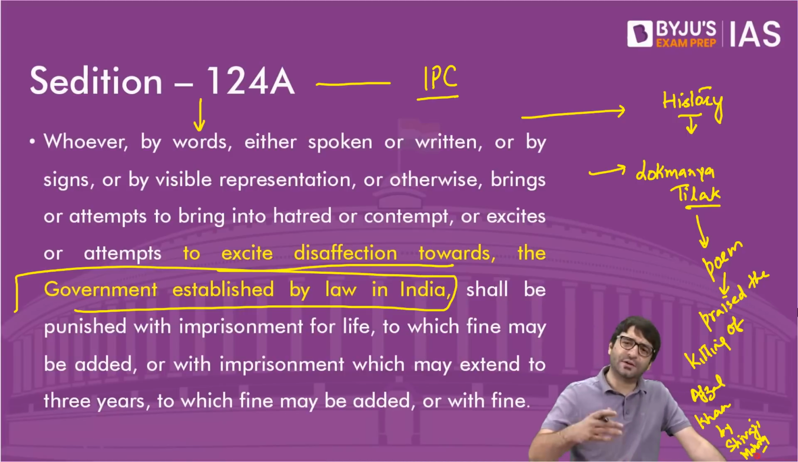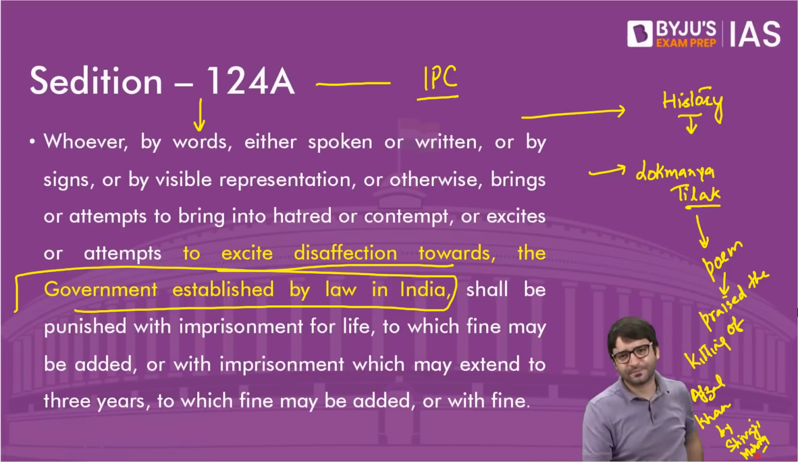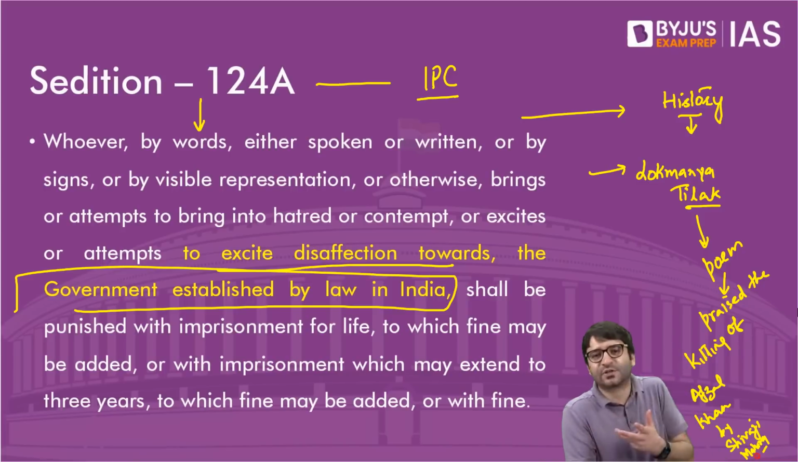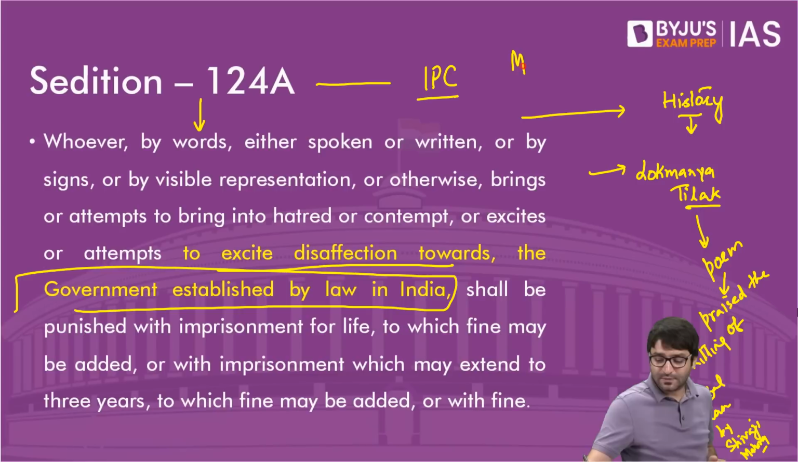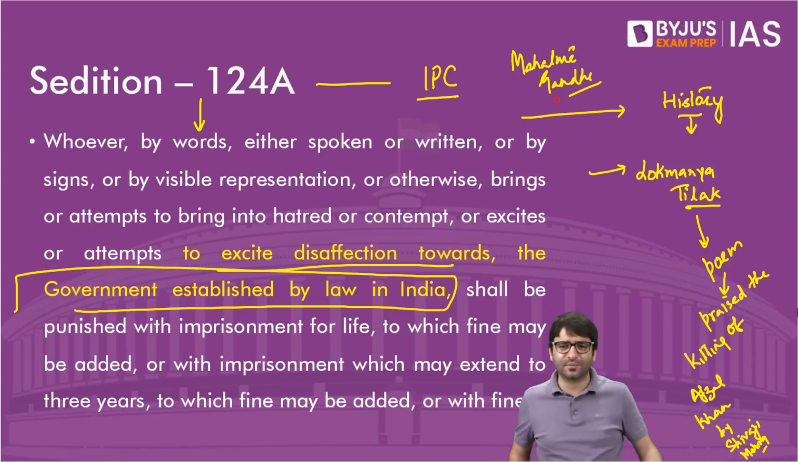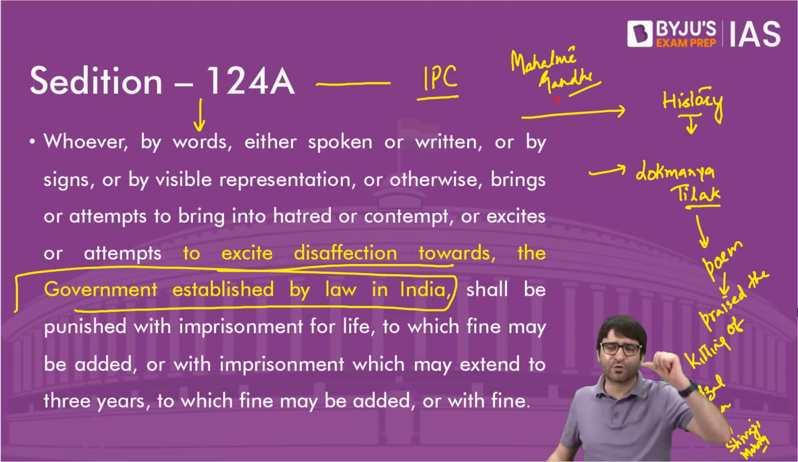Then Lokmanya Tilak, a few years later, was again booked for sedition. Again he said, I'm not guilty. I'm not promoting sedition. I'm not promoting disaffection against the government established by law. Then came the trial of Mahatma. Mahatma Gandhi was booked under sedition because of what happened at Chauri Chaura, and then Mahatma Gandhi was arrested.